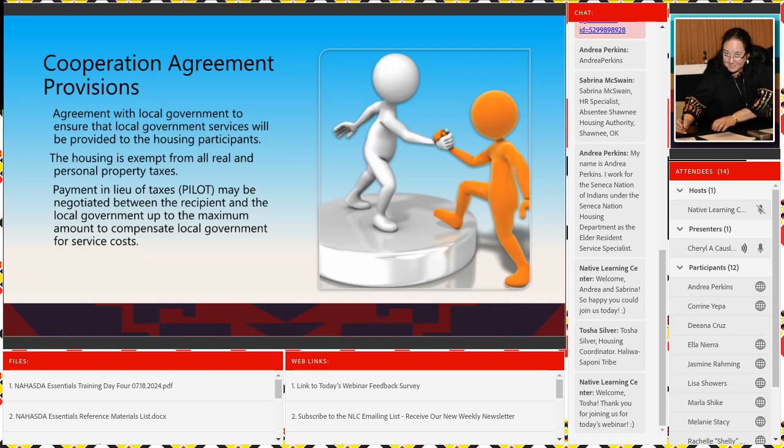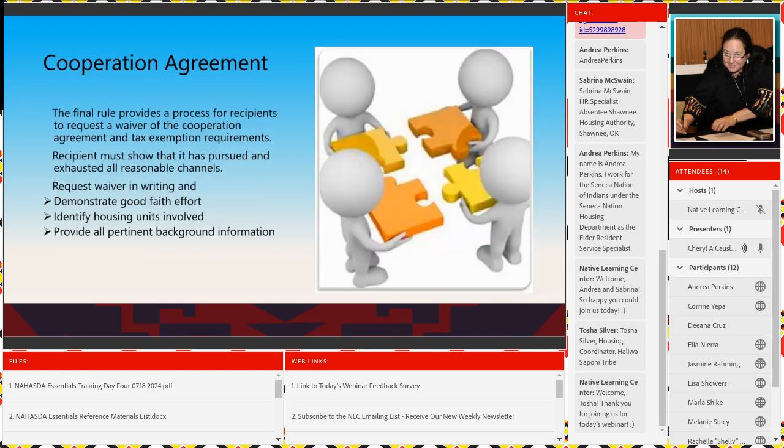The payment in lieu of taxes may be negotiated between the recipient and the local government up to the maximum amount to compensate local government for service cost. The final rule provides a process for recipients to request a waiver of the cooperation agreement and tax exemption requirements. Recipient must show that it has pursued and exhausted all reasonable channels.